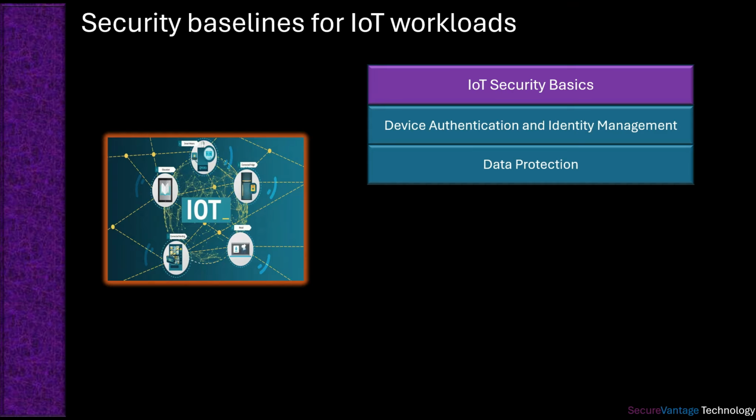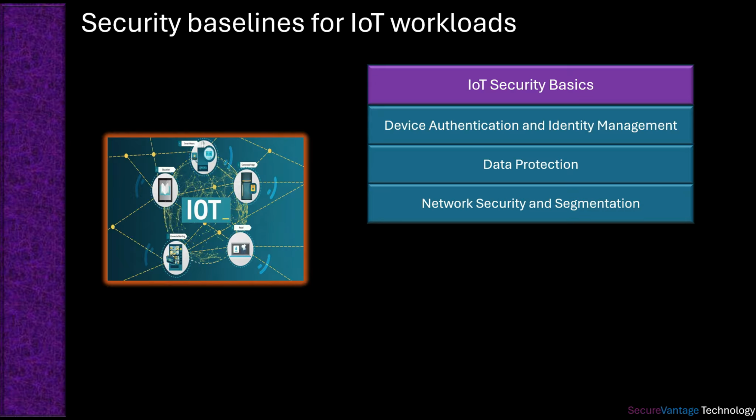Data protection considerations will protect data both at rest and in transit to prevent interception, tampering, or unauthorized access. You should use encryption for data in transit and at rest on devices and in IoT hubs. Apply data classification to determine which data is sensitive and requires additional protections.